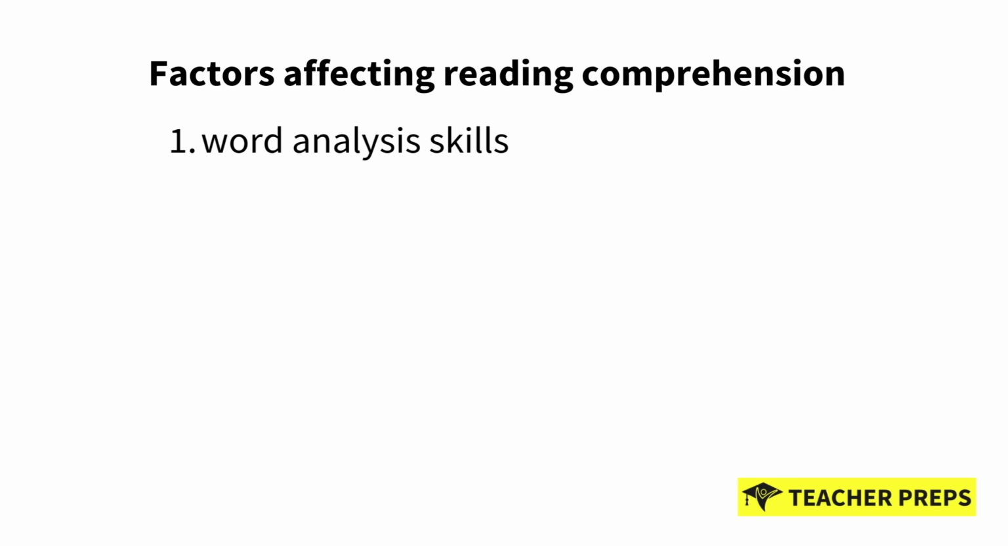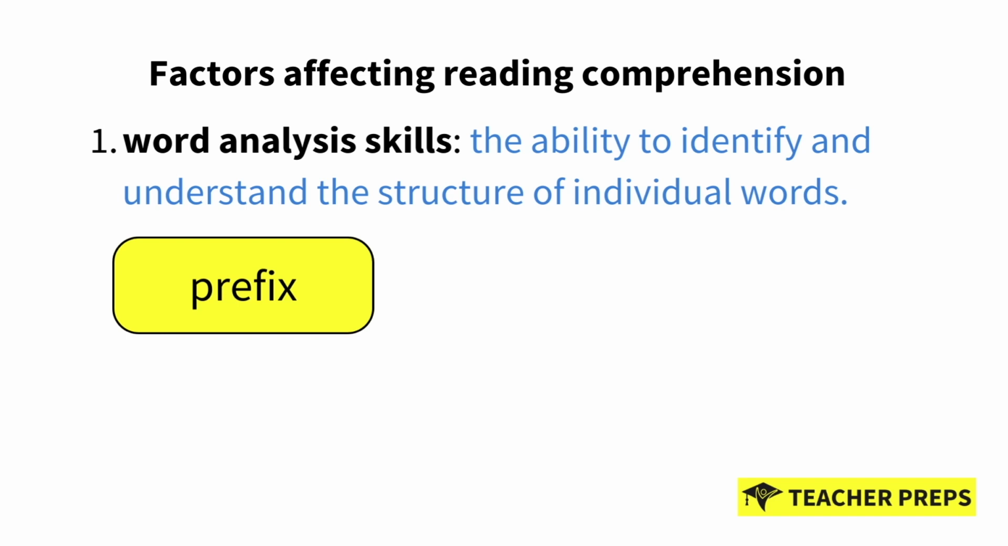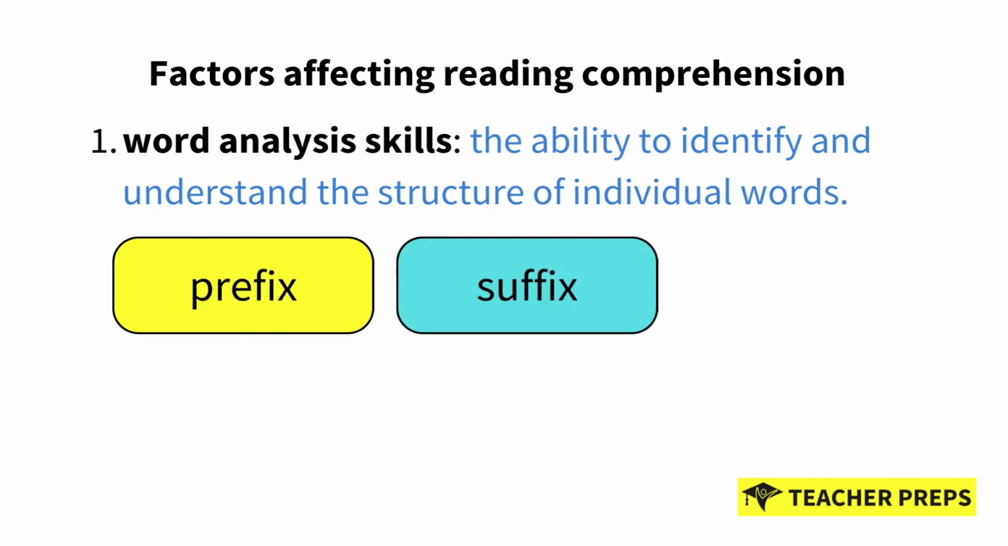All right, the first factor that affects reading comprehension is a student's word analysis skill level. First, do you remember what word analysis is? Pause the video and try to write down your own definition. Right. Recall that having the skill in word analysis is having the ability to identify and understand the structure of individual words. This includes recognizing a word's prefix, suffix, and root word. Can you think of an example word that has all three, a prefix, a suffix, and a root?